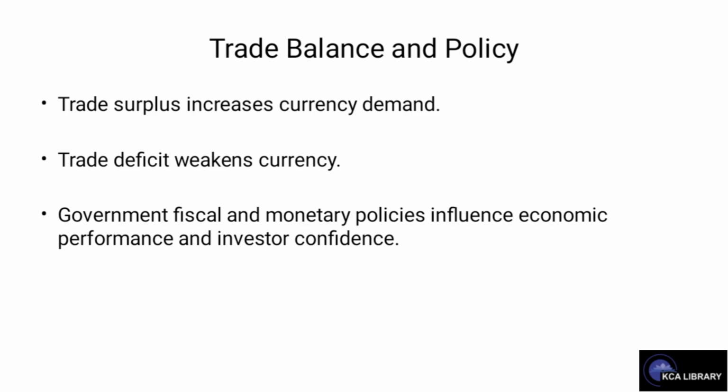Then we have trade balance and government policy. For trade balance, there are two kinds. Either you have a surplus or you have a deficit. The trade surplus will increase the demand for that particular currency, while a trade deficit will weaken the currency. Now, why does a trade surplus occur? A trade surplus occurs when your exports are more than your imports. The exports you ship out to other countries is more than the imports that come in. It will increase the currency demand of that country.